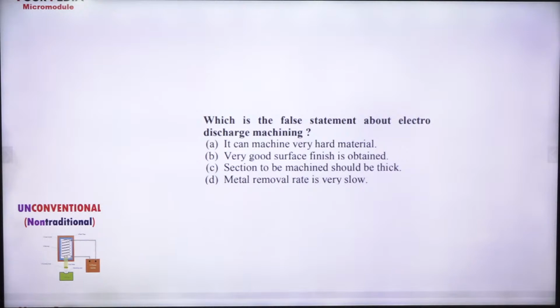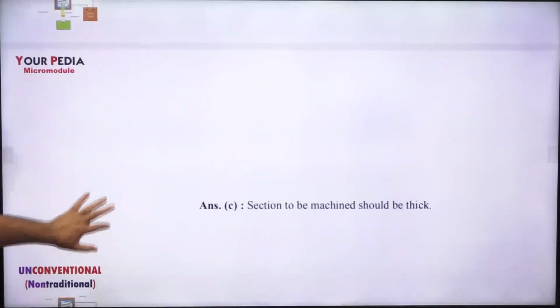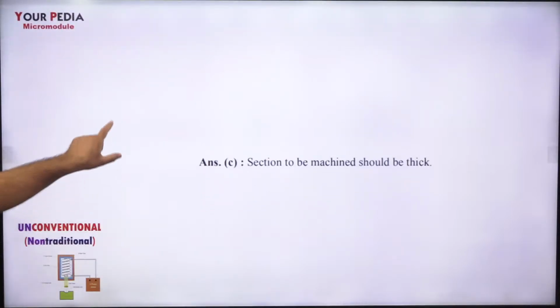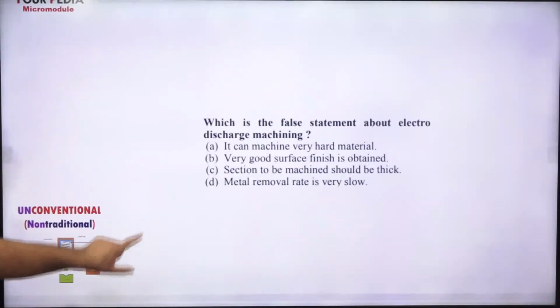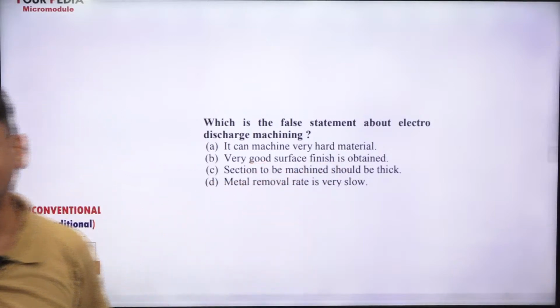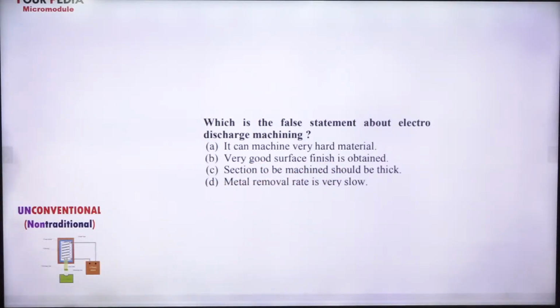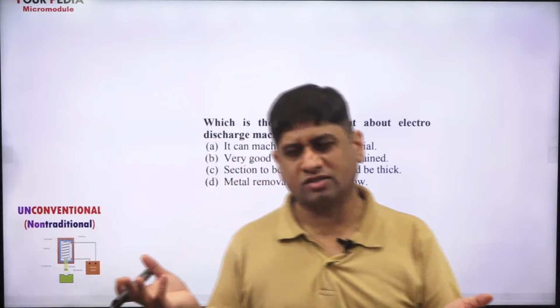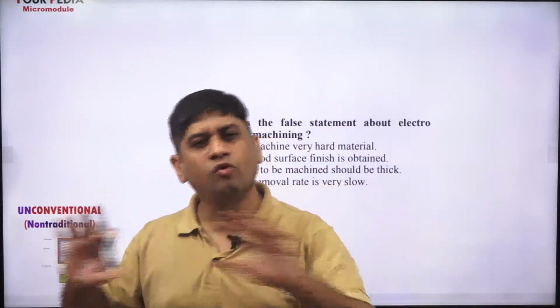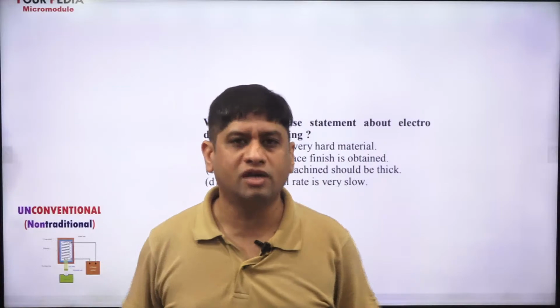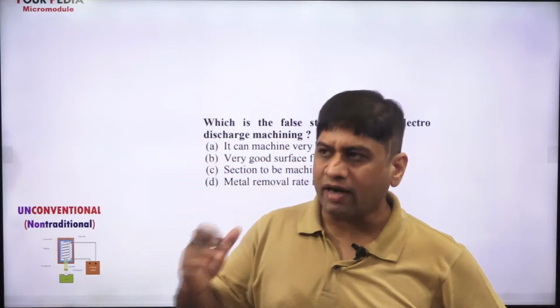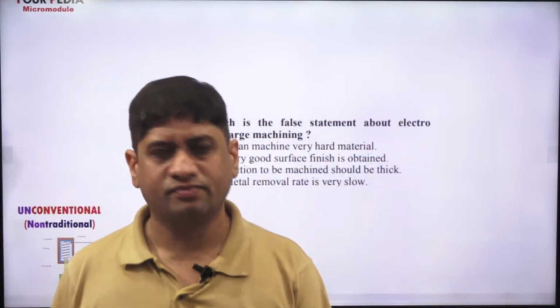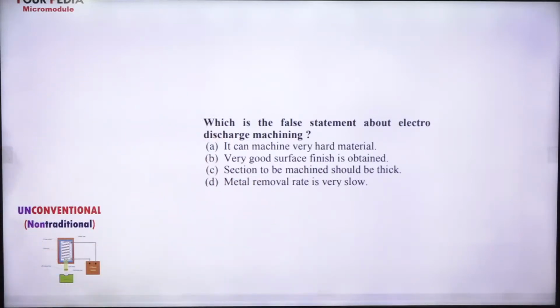Which is the false statement about electro discharge machining, EDM? In electric discharge machining, the section to be machined is not thick, because these are micro machining processes. All these non-traditional machining processes are micro machining processes. That means we are not removing material as much as we do in traditional machining. So micro machining means thick material we don't cut. So the section is not very thick.